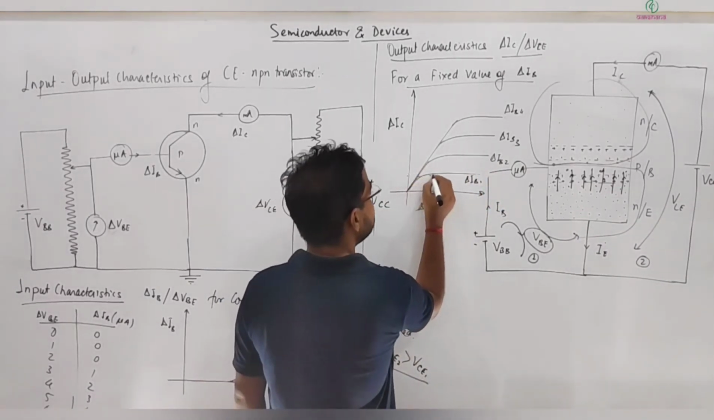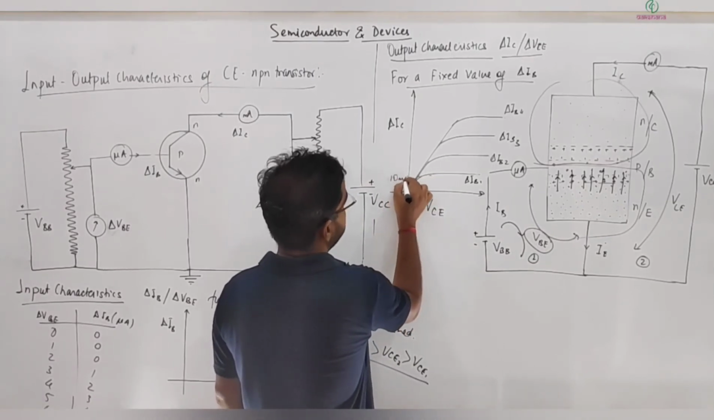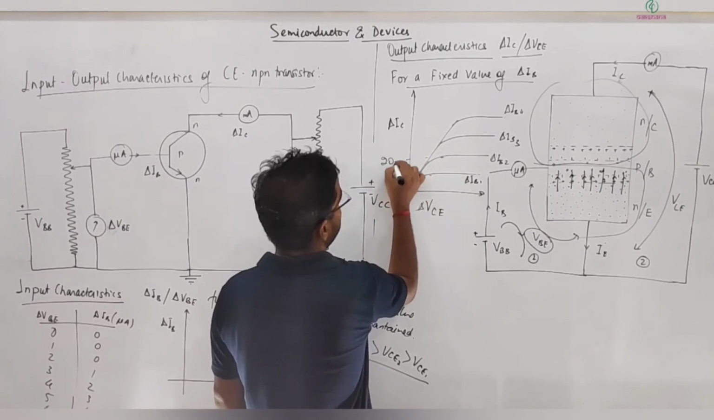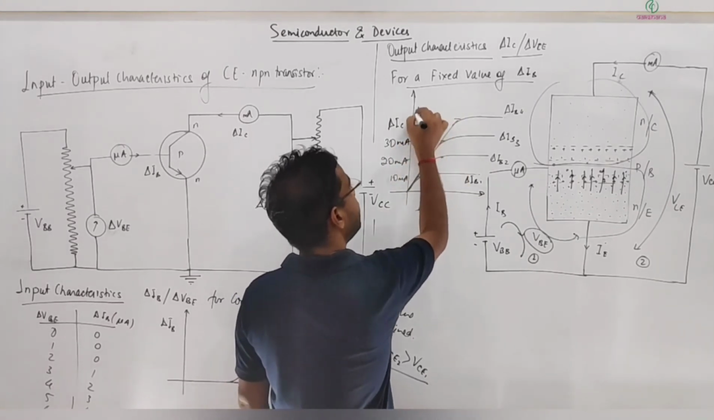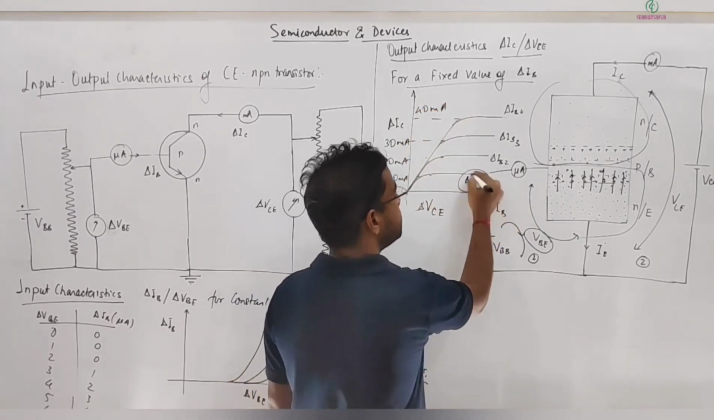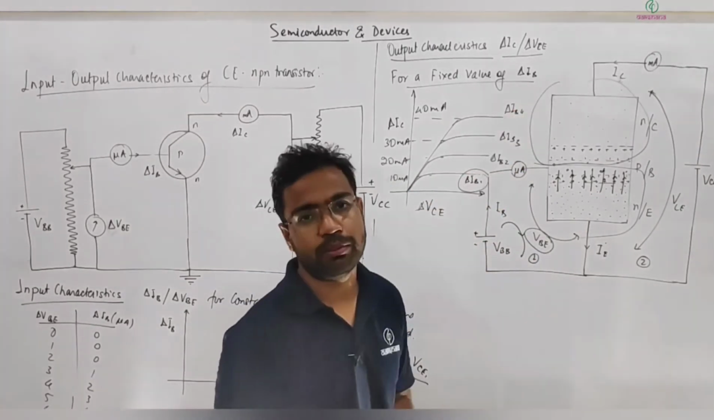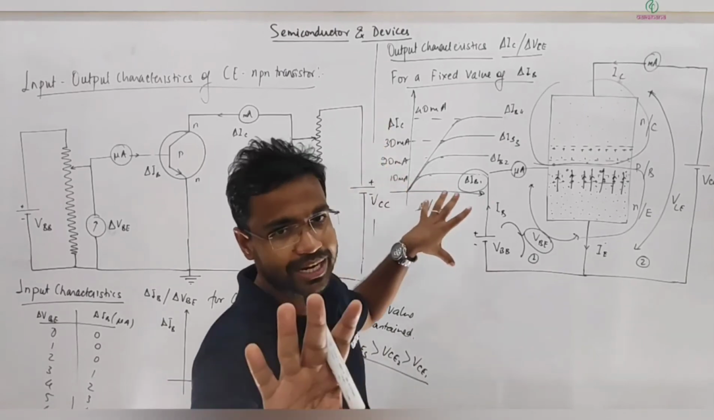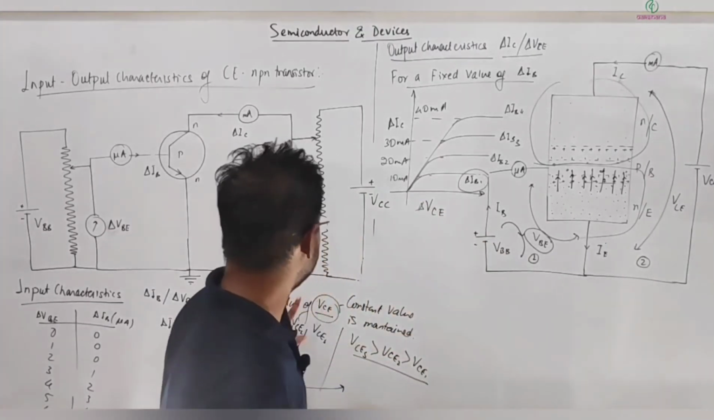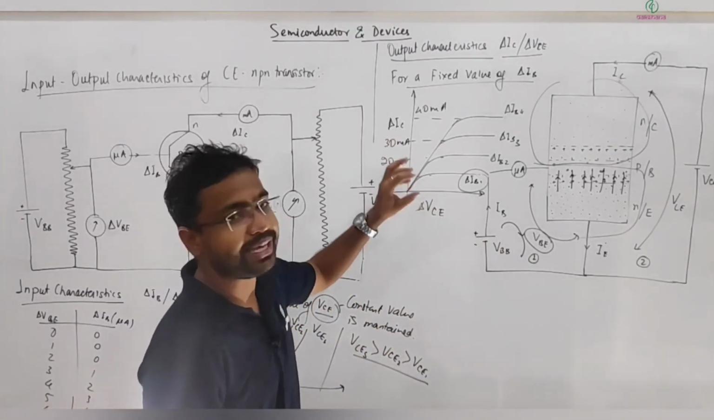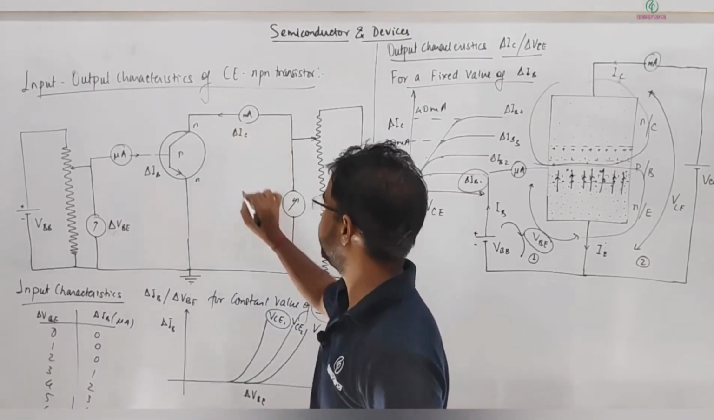It comes in some milliampere, let's say 1 milliampere, or I will write some 10 milliampere, this is some 20 milliampere, this is some 30 milliampere, and this is some 40 milliampere. This is in microampere, so some 10 microampere, 20, 30, and so on. These values I am just writing randomly. Practical values will be different.